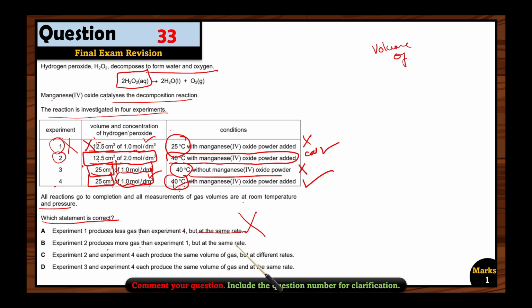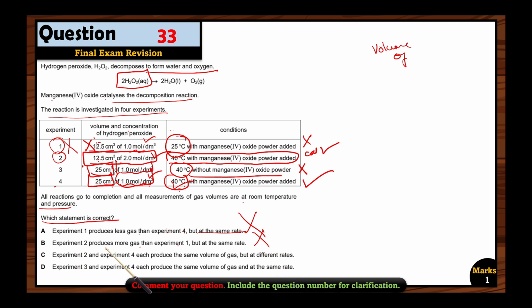But at the same rate. Is this possible at the same rate? No, not at the same rate, because the concentration is higher, right? When the concentration is higher, the rate of the reaction, of course, will be higher. And also the temperature is higher. Here the temperature is lower, so this option is also wrong.